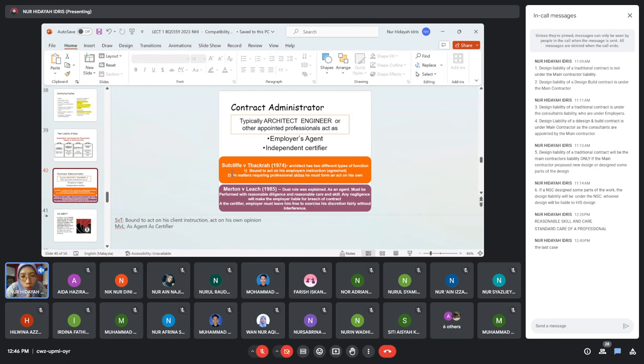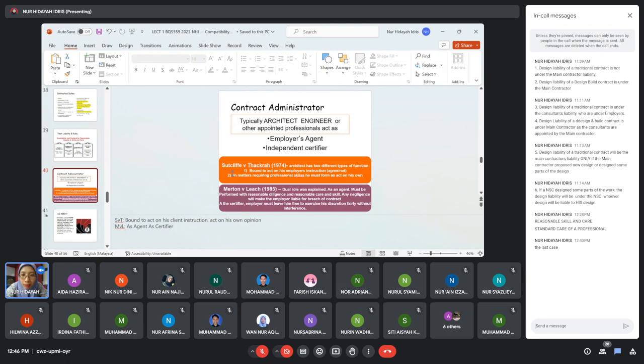So dual role function, okay, satu act on his employer's instruction in non-professional related matters, and the second one is in matters requiring professional skills, he must form and act on his own. So must work independently, must decide independently. Okay, tak boleh relying and tak boleh interfere by the employer's decision. Okay, itu Sutcliffe and Twickenham.